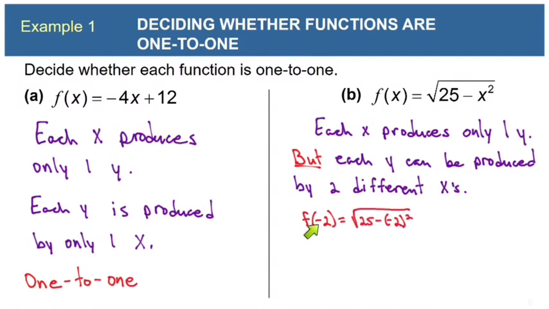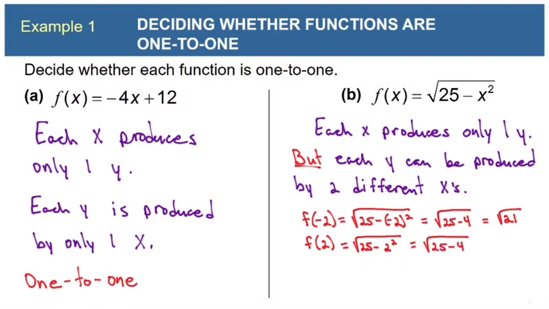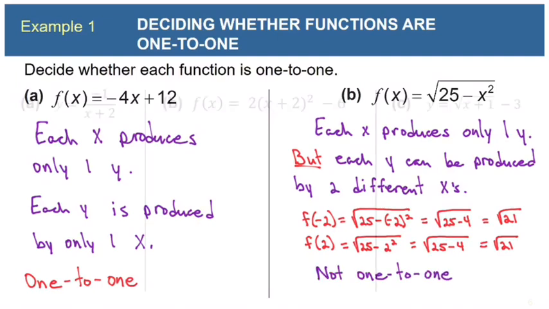-2. If we did -2, then -2 squared would be 4, and 25 minus 4 is 21, so we get the square root of 21. But if we plug in +2, we get the same thing, because -2 squared is 4, and +2 squared is also 4. So here are two different x values that are producing the same y value. That does not keep this from being a function, but it does keep it from being a one-to-one function.